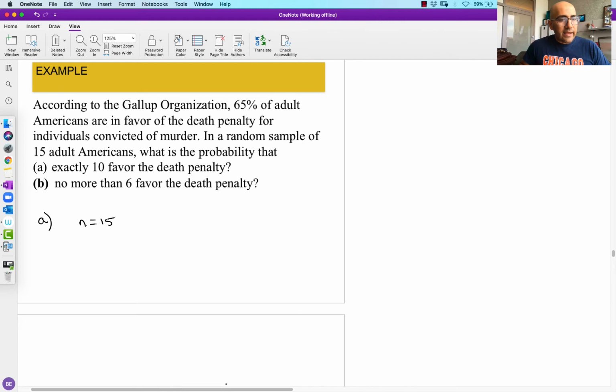Let's answer part A using our formula. That should be pretty easy. So N is 15. That means that there are 16 possible answers when you include 0, right? Now for part A, we want to know the probability that exactly 10 favor the death penalty. So that means that we're looking for the probability that x equals 10.